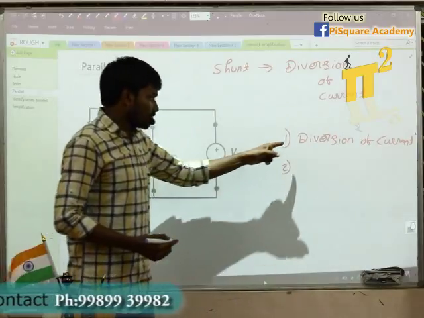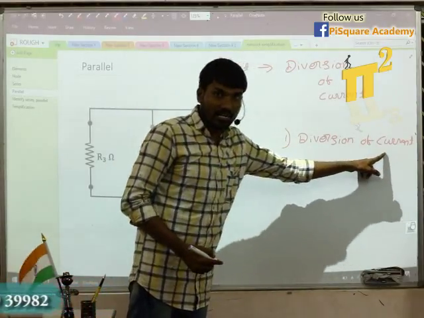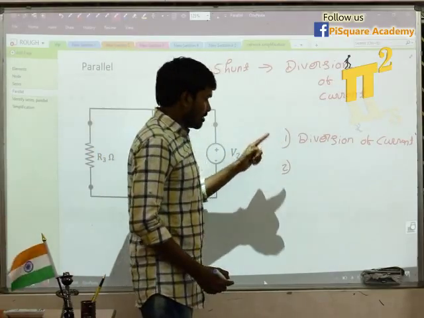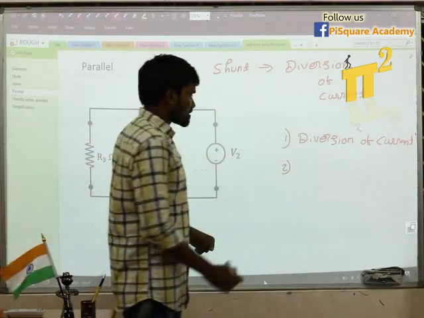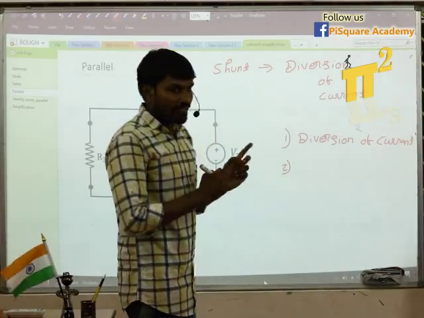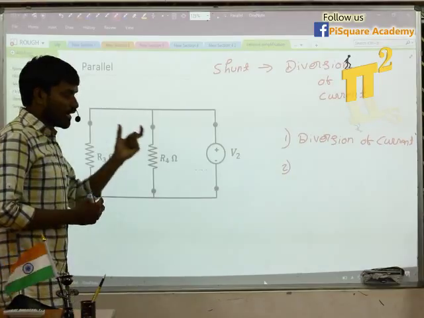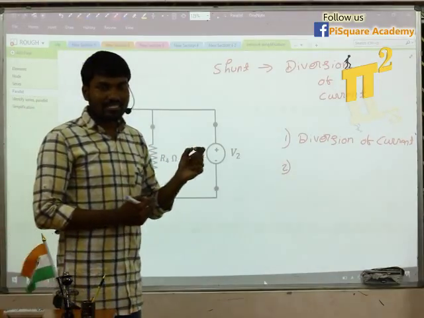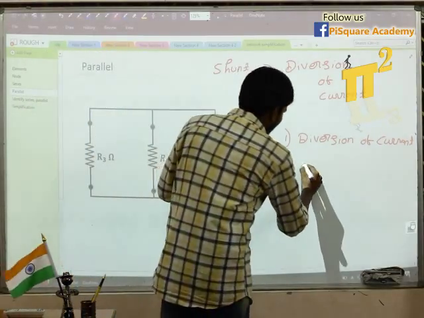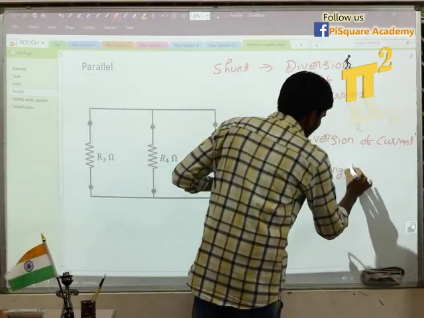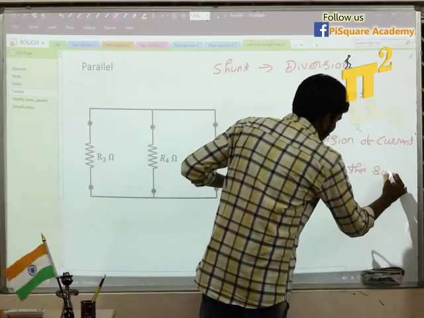Second condition, this is not enough. First you'll have to check this, whether there is a diversion of current or not. If you are satisfied with this, you'll have to check second condition, that is, if you take two elements, whether those two elements are sharing the same node or not. Sharing the same nodes.